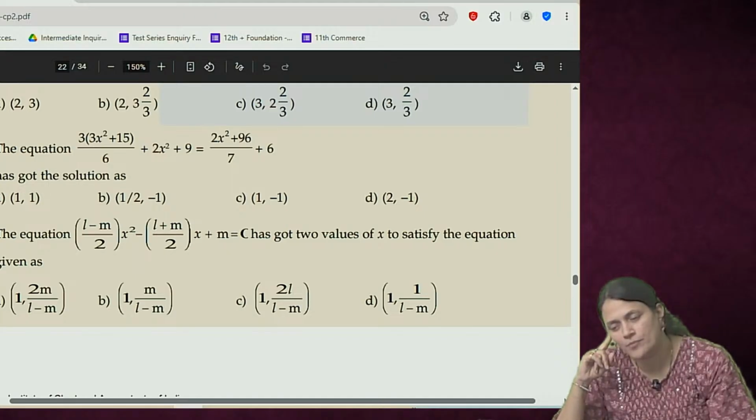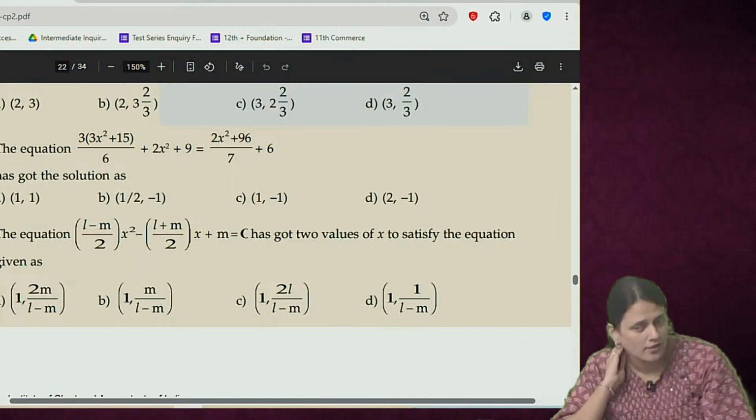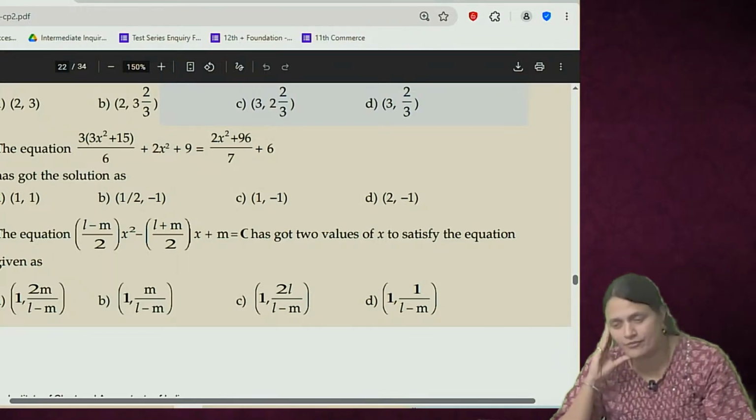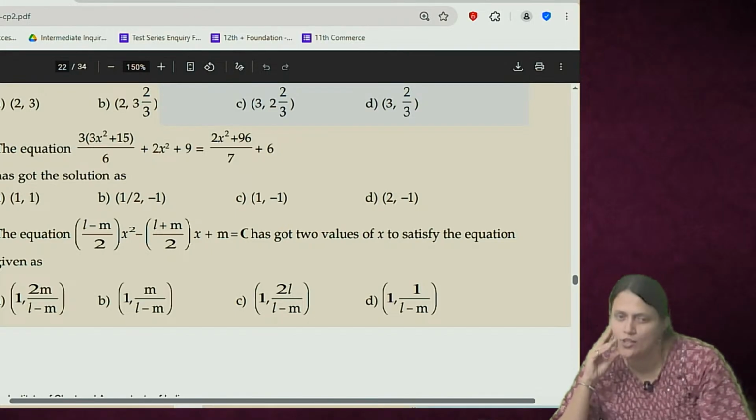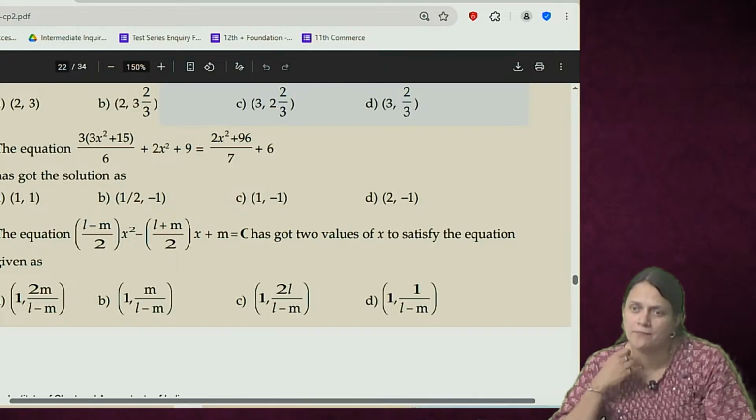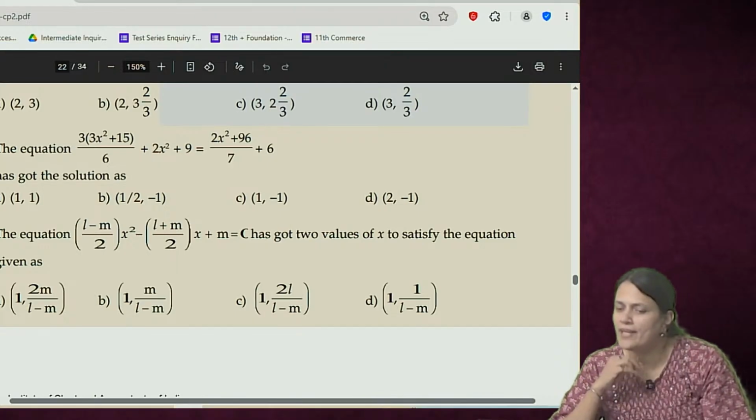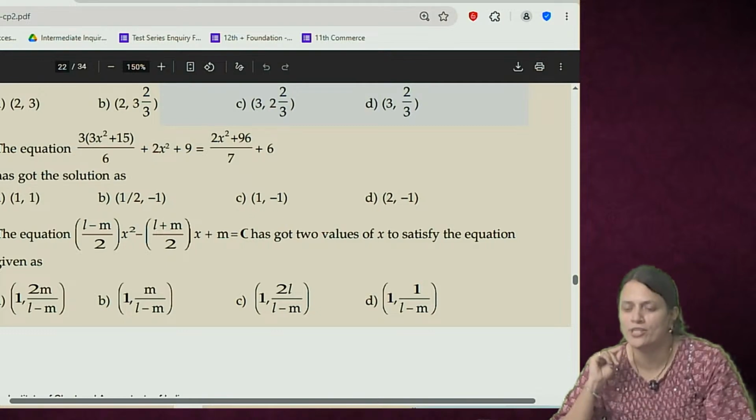3 into 18/6. This is 9 plus 2 plus 9. 20 on the left hand side. 98/7 plus 6. So 1, 1 is the correct option. -1 आता है. So 1, -1 option C. 1, -1 option C for the 9th question.